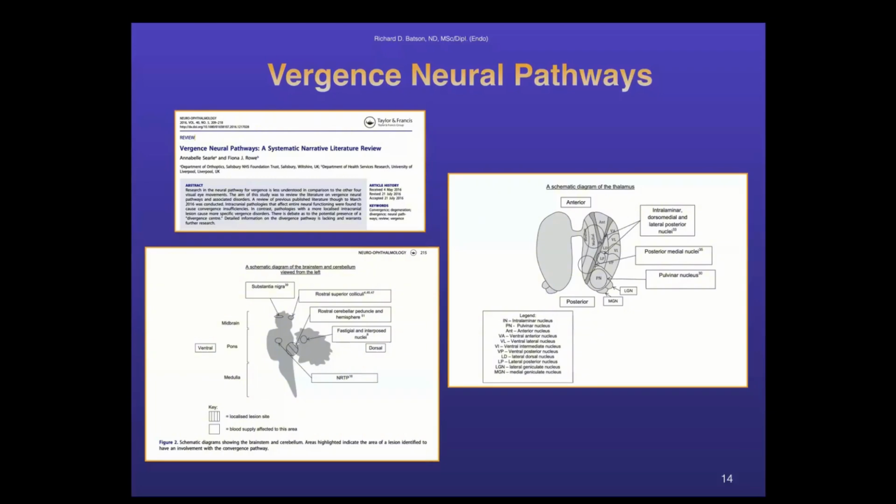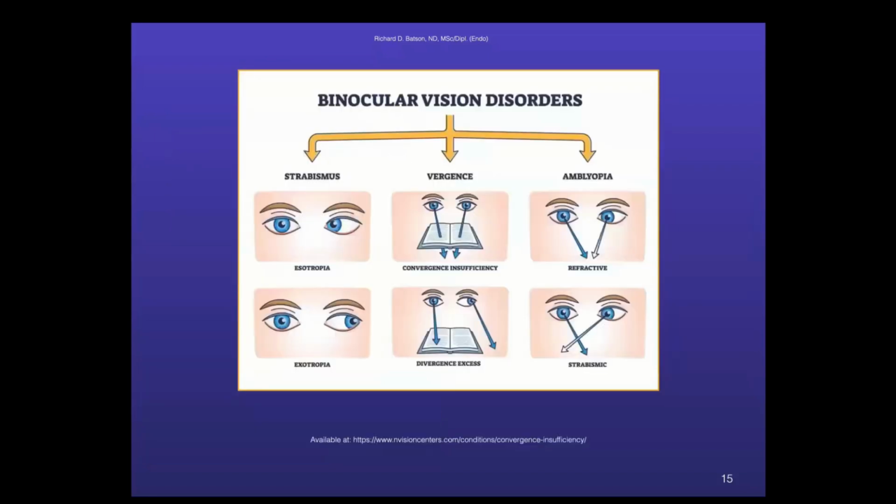But we know what the functional deficit is. We just don't know exactly, is it focal in the brain? Is it multiple sites? It's hard to say. Binocular vision disorders, those are some examples. You can see, we talked about divergence excess. So basically, that just gives you a little bit of an overview. There's more disorders of binocular vision. Those are just some common ones that are mentioned there.